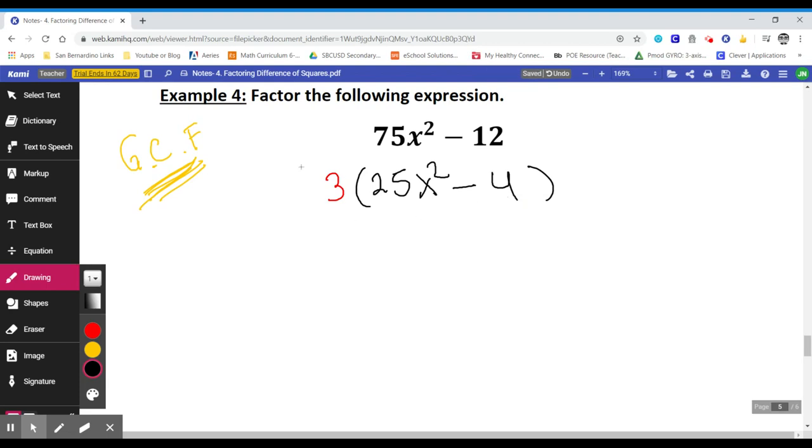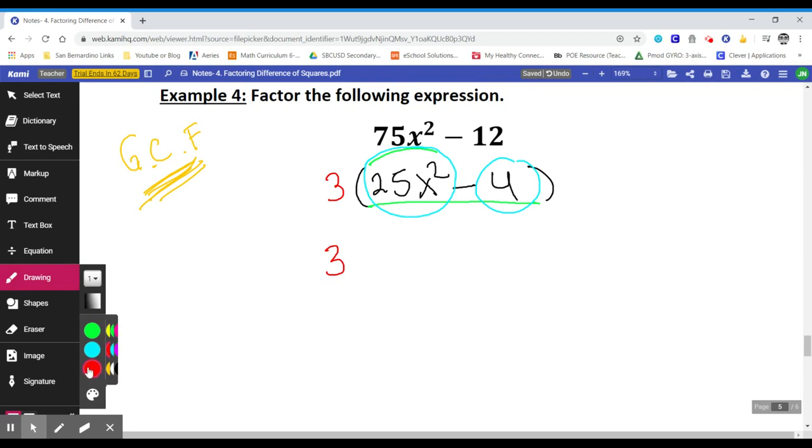Now, I already factored out the 3. Now I have to figure out, is there anything that I can do to simplify the inside here? And the answer is yes. Again, since you're an amazing math student, you should realize that this is actually a difference of squares. We have a 25x squared subtracted by a 4, which I can rewrite as the following.